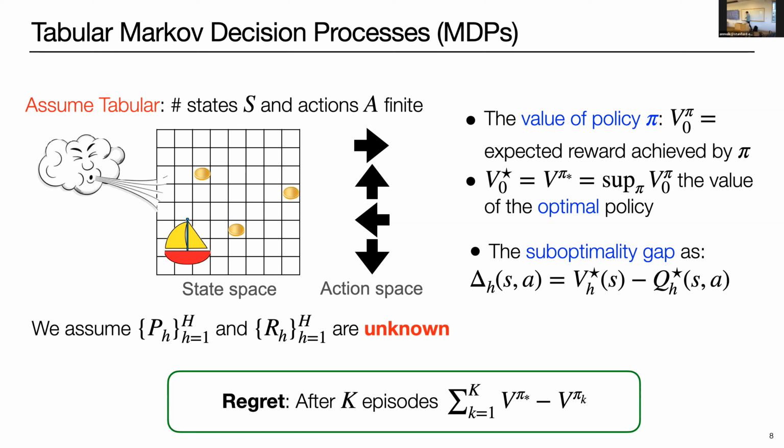A really fundamental quantity is going to be this gap parameter. Basically, we define Q_h(s,a). This is the value achieved if you're at time h in state s, you play action a, and then you transition to the next state and follow the optimal policy from then on. And then V^pi star(s) is just the optimal value function if you started in state s at time h. Any questions on this notation?